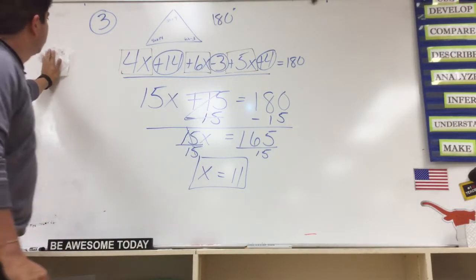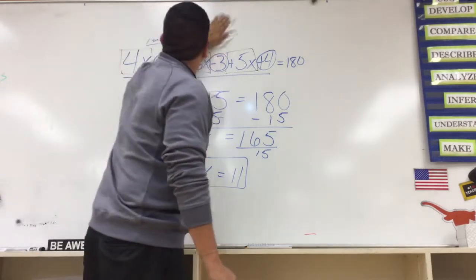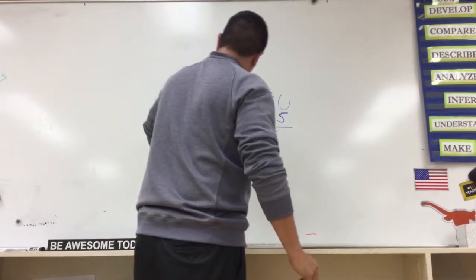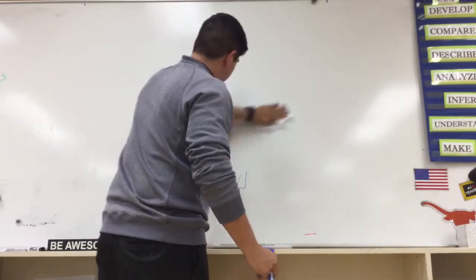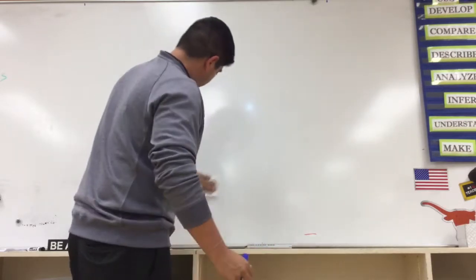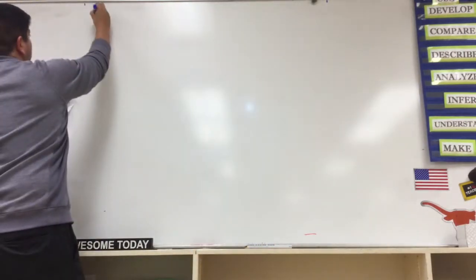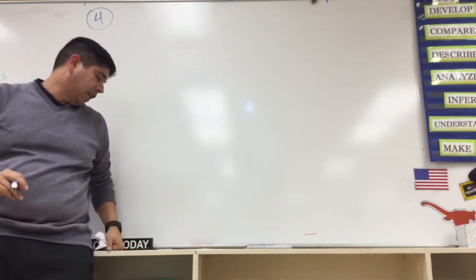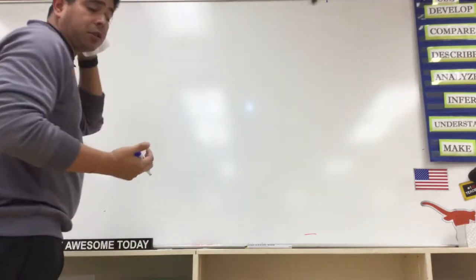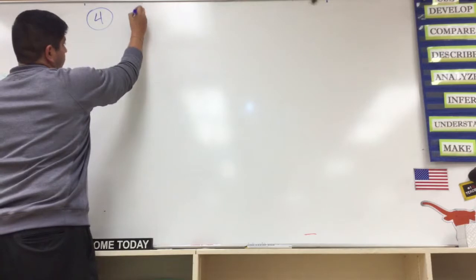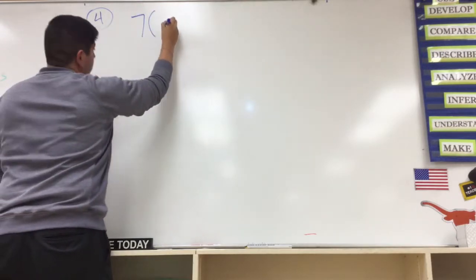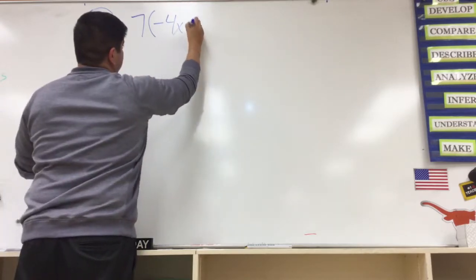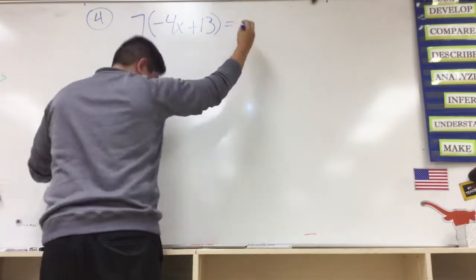Okay, let's roll on to number 4. Another solving equation. It says solve the equation for x. Okay, but this one has to do with the distributive property. 7, parentheses, negative 4x plus 13, equals 203.